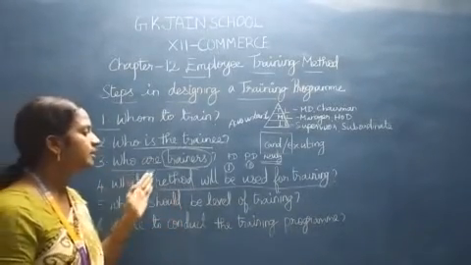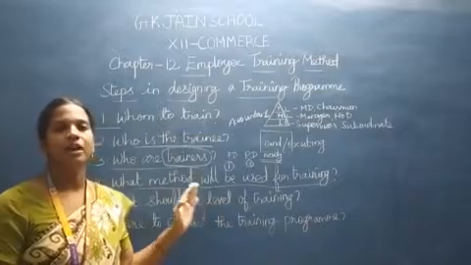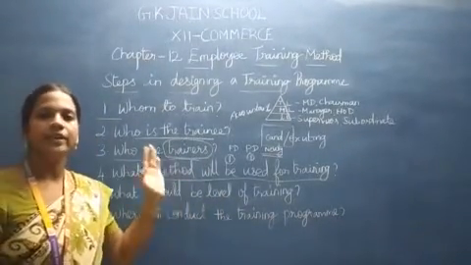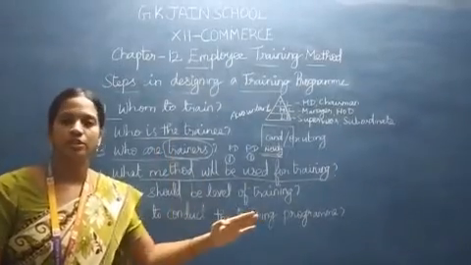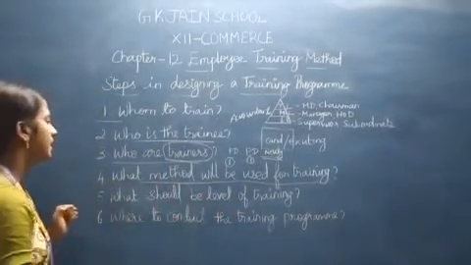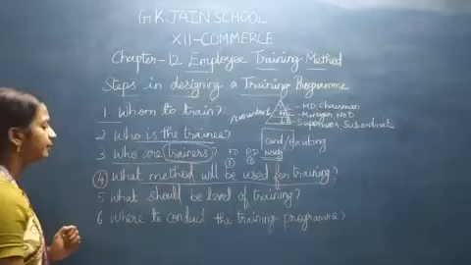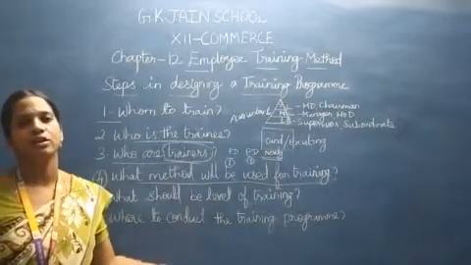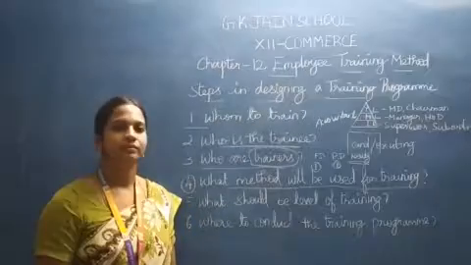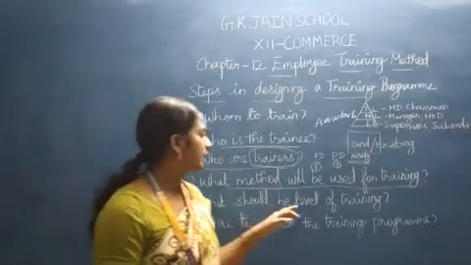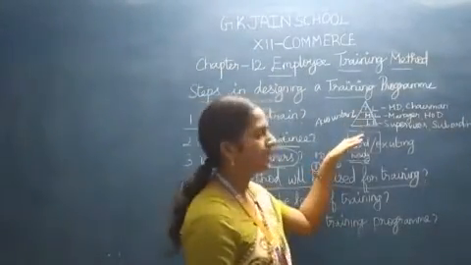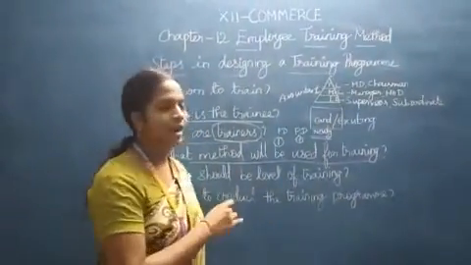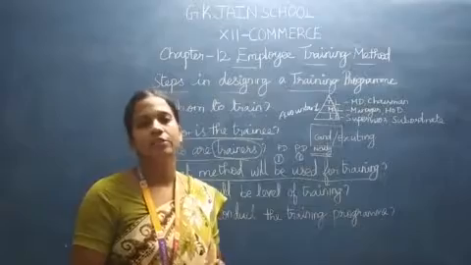So in the steps in designing a training program, the organization needs to decide for this candidate whether they are going to give on the job or off the job training. That will be decided in the fourth step. Next we have what should be the level of training. In the level of training, we have three different levels which I told you: top level, middle level, lower level. For them, the level of training is also different.